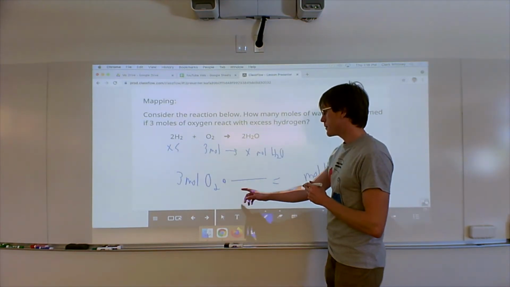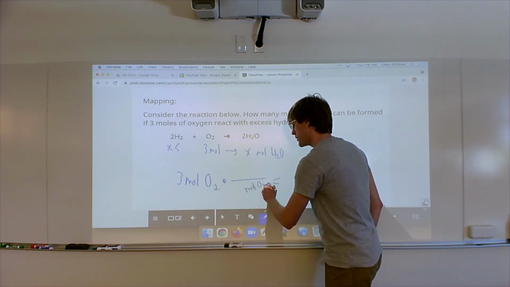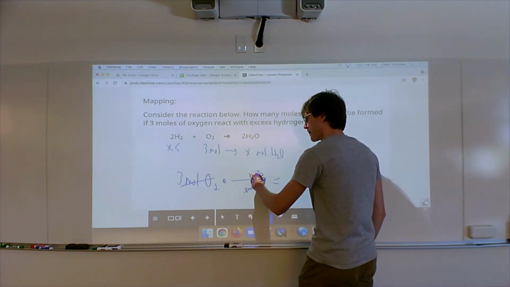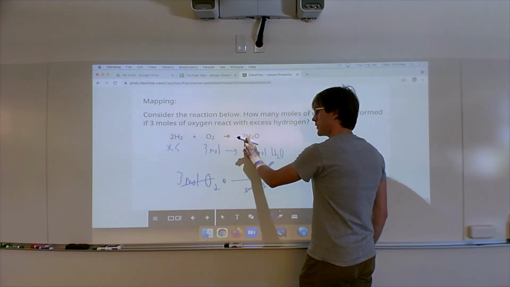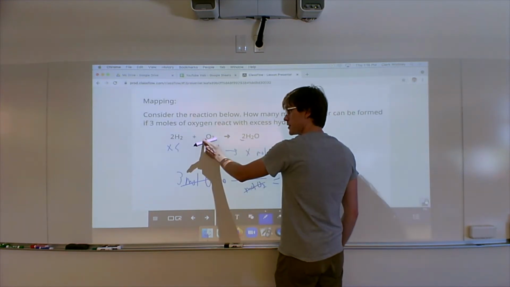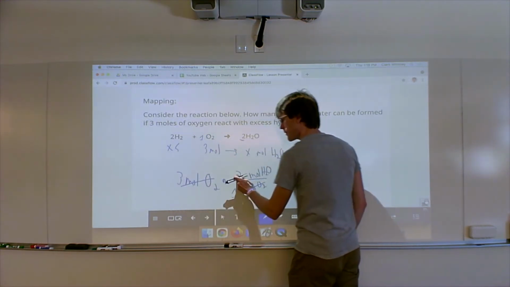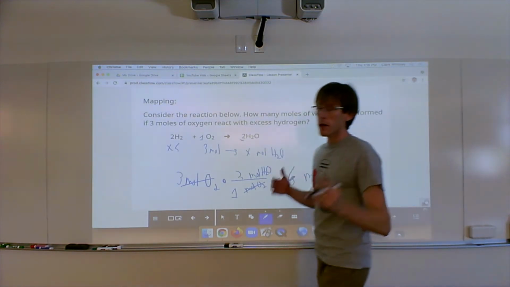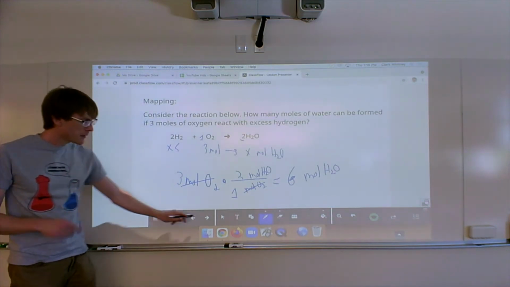Well, I'm going to be dividing by moles of O2 since that's not what I want as my unit, and I can cancel them. But on the top, I want moles of water, so I can put that there. And if I look here, the moles of water is just going to be this 2, and the moles of O2 is going to be the 1 that's kind of implied here. So I say 3 times 2 over 1 is 6, and there's my answer. Now, could I have solved this problem without the mapping? Yeah, probably. But let's see.